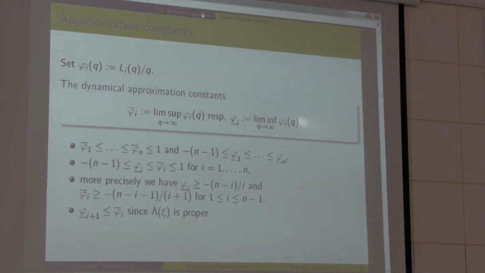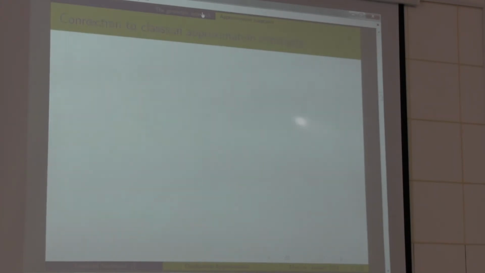And the fact that lambda is proper will imply that phi sub I plus 1 underlined is always less than phi sub I overlined. It's just a transcription of the fact that L sub I plus 1 is equal to L sub I for certain arbitrarily large q. Okay, so much for the approximation constants.